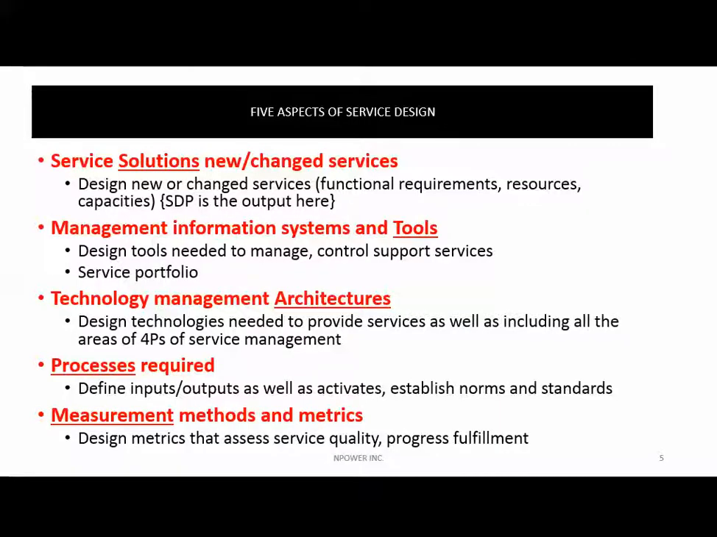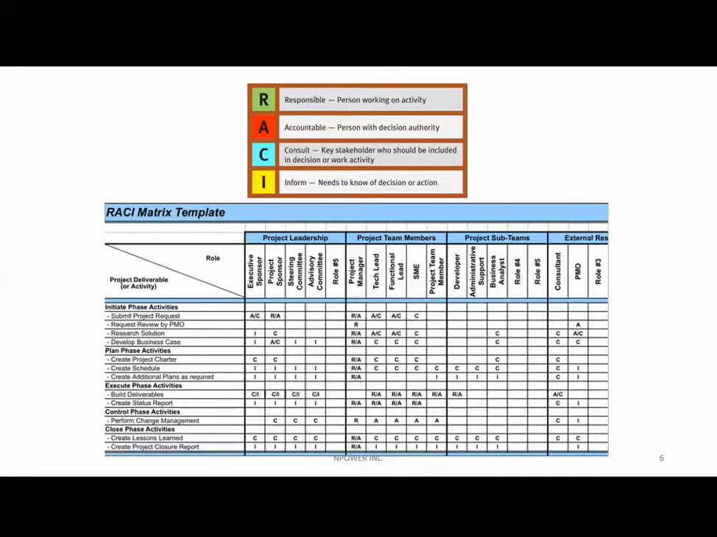Okay, 5 aspects of design, you have to memorize them. You have to memorize them. And the way to memorize them is through STAMP, right? STAMP: solutions, tools, architecture, processes, and metrics, right? We need to make sure that we understand whether it's working or not. That's why we need the metrics.